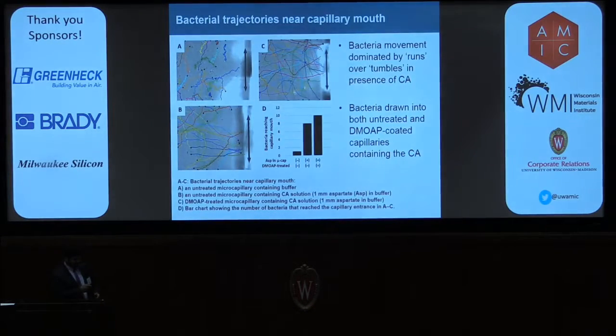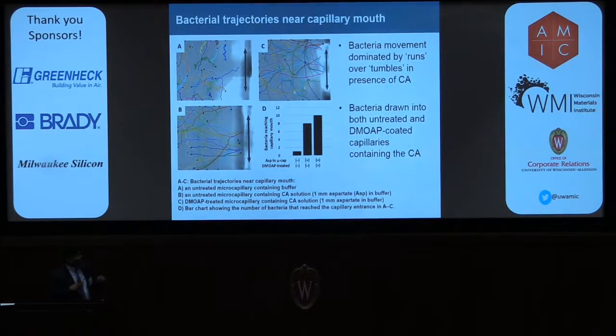And we looked at these bacterial trajectories near the capillary mouths for various cases. So A, one in which there was no chemoattractant present in the capillary. In B, you have bacterial trajectories for microcapillaries that contained a chemoattractant, and in C, you have the trajectories for microcapillaries that contained the chemoattractant as well as the contact killing antimicrobial on its surface. So the essential thing to notice, two things. Number one, the bacterial movement is dominated by runs over tumbles in presence of the chemoattractant. As a result, you see that the bacterial trajectories are much more defined and directed towards the capillary mouth. And secondly, bacteria are drawn into both the untreated and the contact killing chemical treated microcapillary.